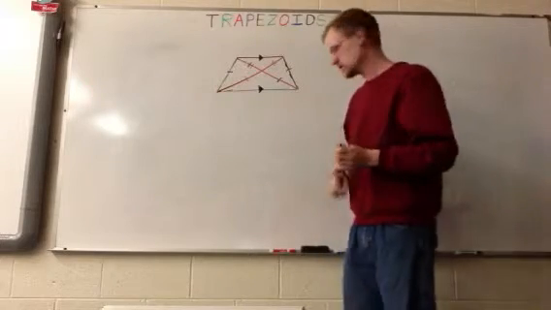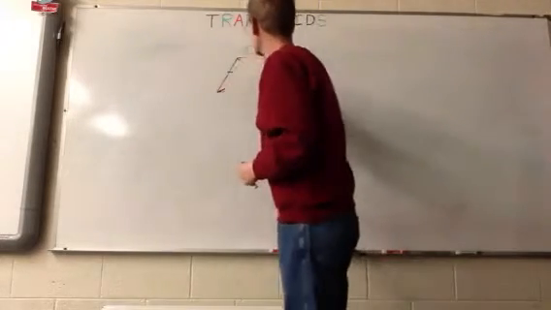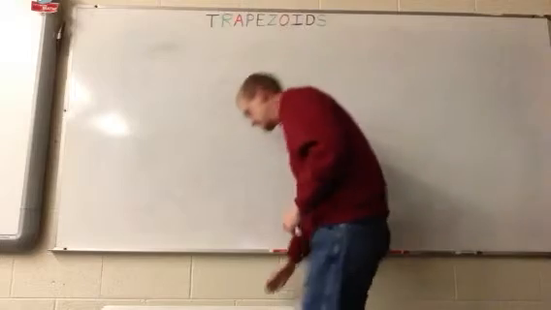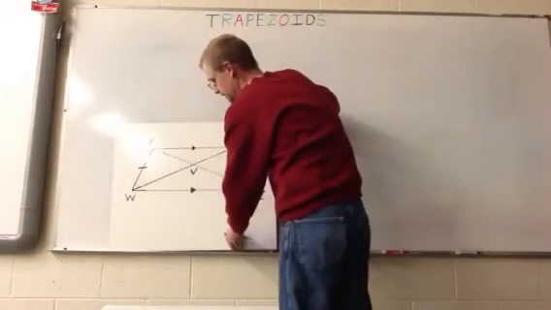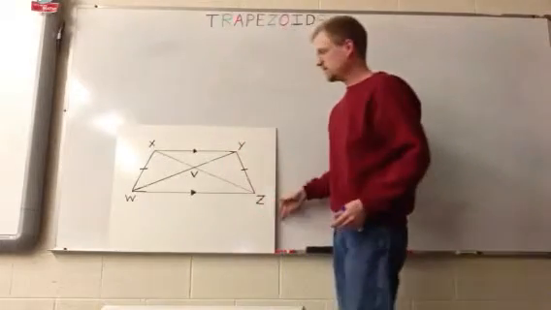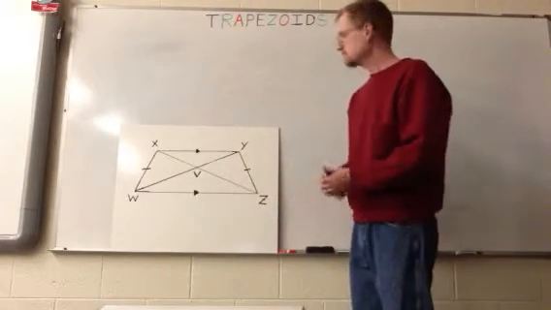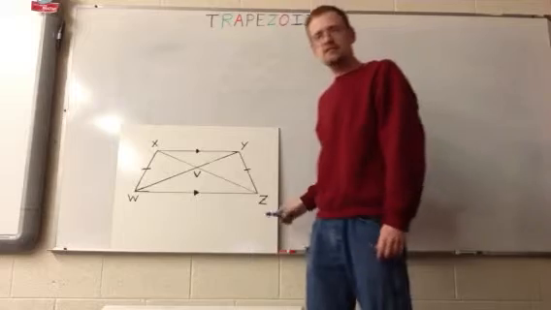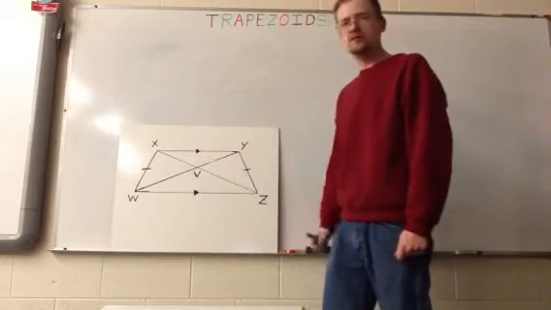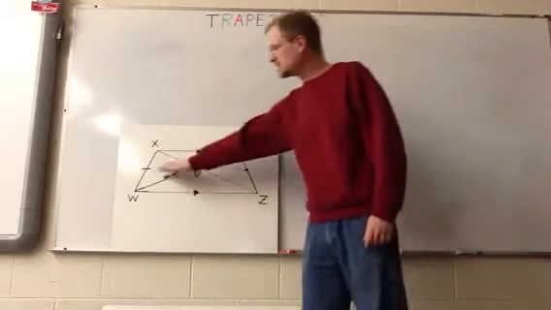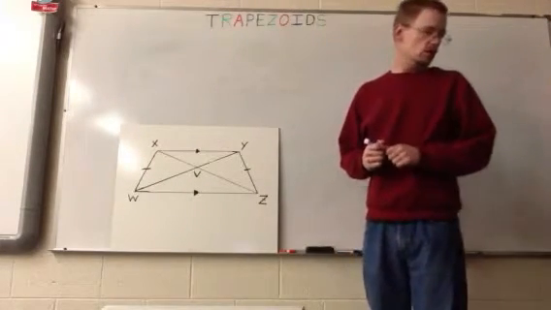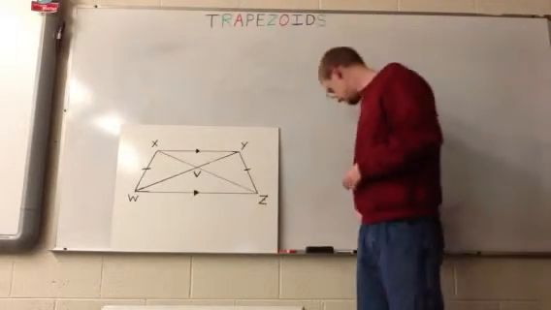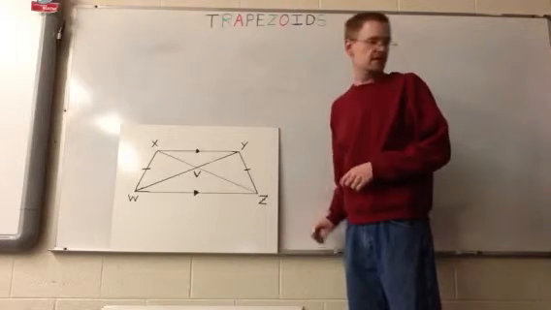All right, let's look at an example here, how we can apply that information, some of the problems we'll have on our homework. So we're given this trapezoid WXYZ. It is a trapezoid, one set of parallel lines, and it is isosceles because the legs are the same. We're given certain pieces of information, and let's just start filling it out.